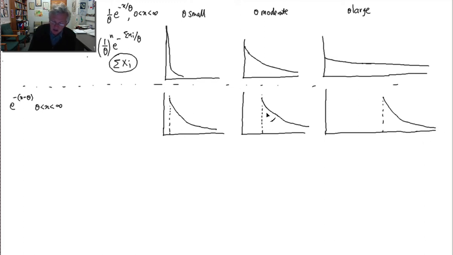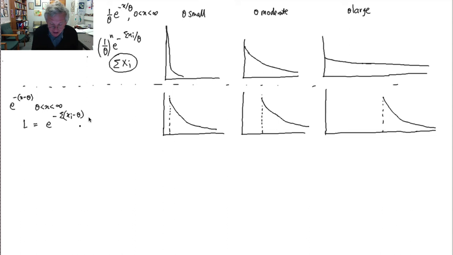So what does theta do to this distribution? Well, it changes its cutoff. It doesn't really play around with the shape of the distribution after that. So if we write down the likelihood here, we have to take note of the fact that theta has to be smaller than the minimum of the xi, and we get e to the minus sum of the (xi minus theta) times the indicator function that theta is less than the minimum value of the xi.